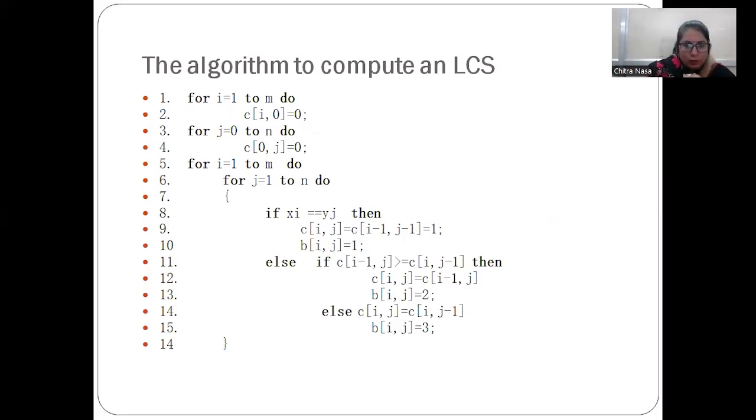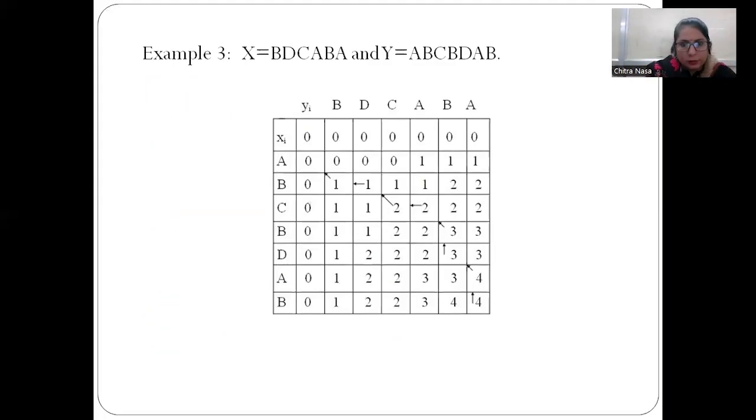Now see, this is the algorithm for the LCS. What does it say? C[i, 0] will be 0 initially. It means the first row will be 0 and the first column will be 0. For the rest of the values, the recursive formula we have studied is put here. If xi and yj are equal, then diagonal value plus 1. Otherwise, we check the maximum: either C[i-1, j] is maximum or C[i, j-1] is maximum. Whichever is maximum, we put that value in Cij and store the arrow in Bij. Here it is written 1, 2, 3, but actually these are arrows: 1 means diagonal, 2 means upper arrow, 3 means left arrow, right?